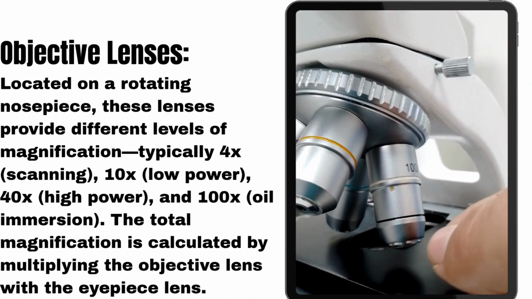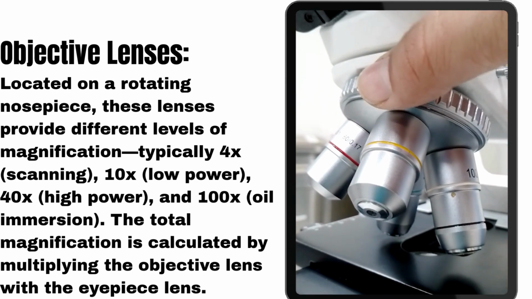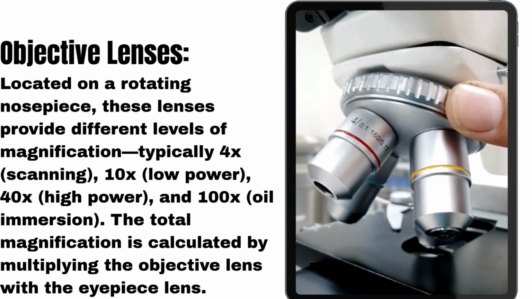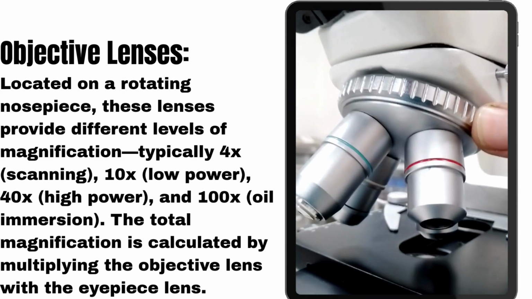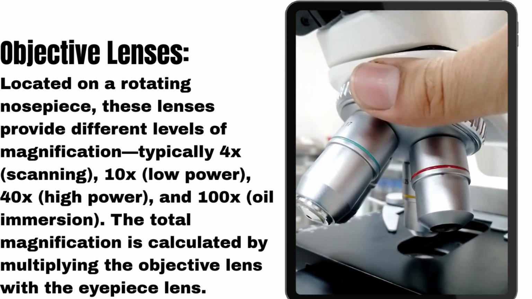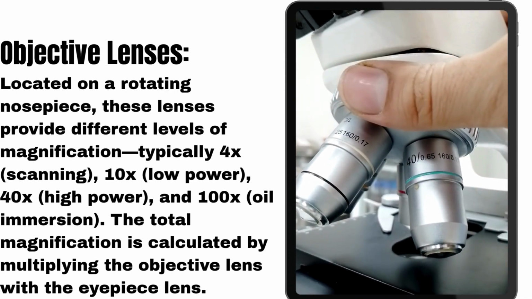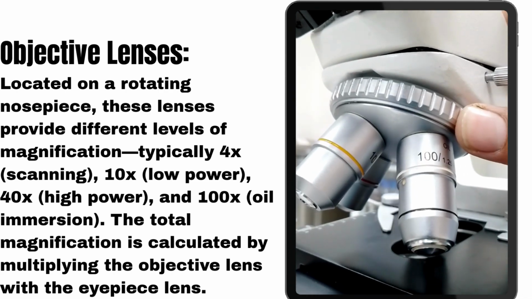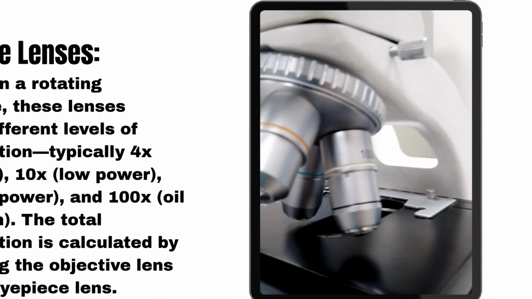Objective lenses. Located on a rotating nosepiece, these lenses provide different levels of magnification, typically 4x scanning, 10x low power, 40x high power, and 100x oil immersion. The total magnification is calculated by multiplying the objective lens with the eyepiece lens.